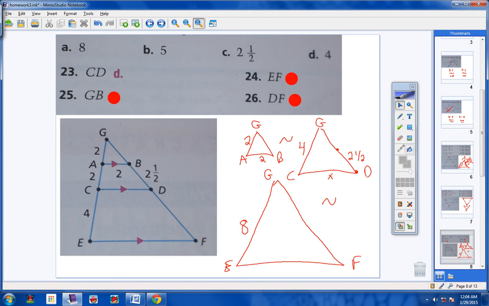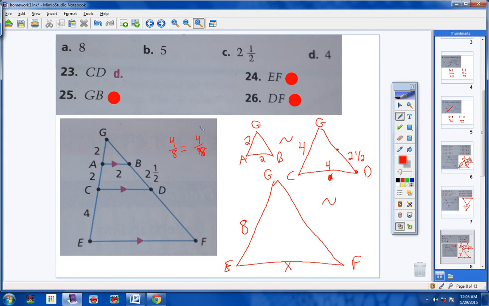Okay, moving on to number 24. I'm going to label this now as a 4 to help us. Now we're going to find the length of EF, which is right here. We know this triangle here is similar to this triangle here, so we can state that, since we're trying to find the length of EF, we'll put an X here. So 4 over 8 equals 4 over x.